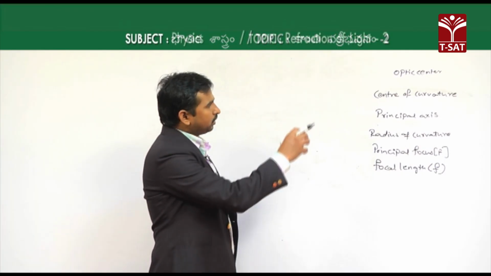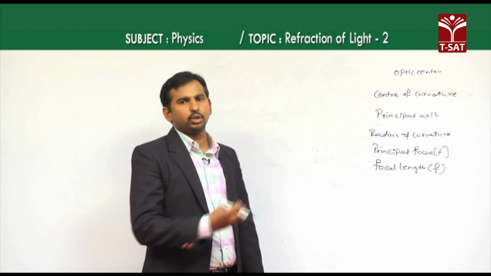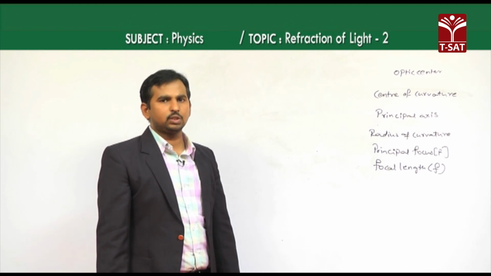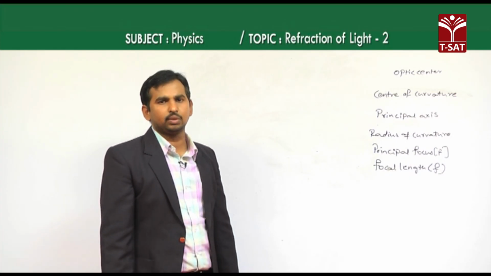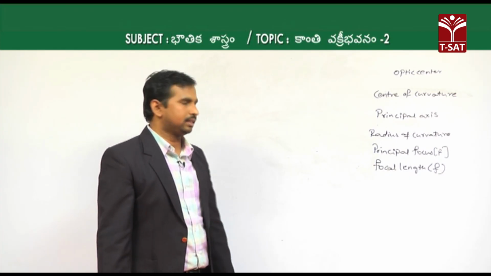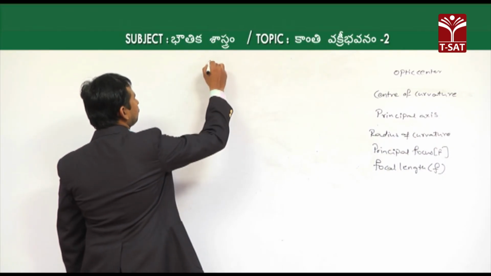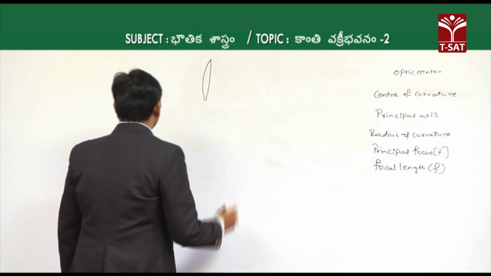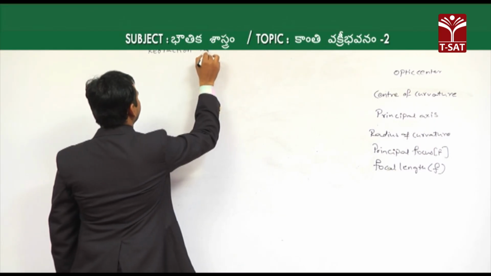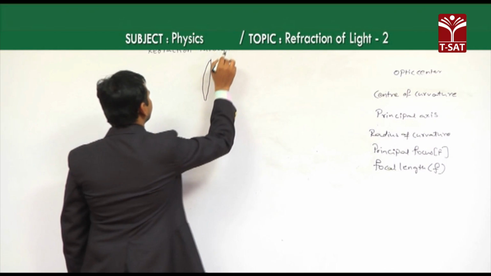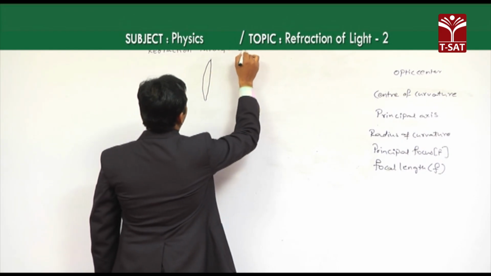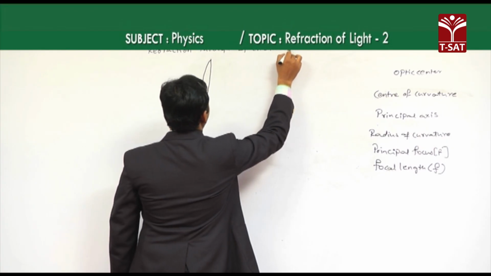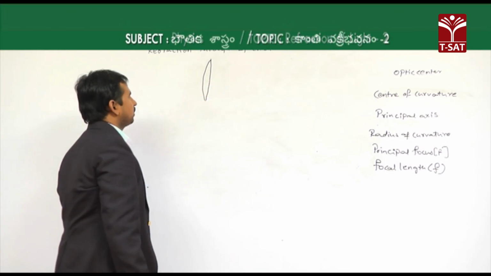Now, by using all these basic definitions, we are going to explain the refraction through the convex lens, which means how the light ray behaves once it enters the convex lens. Okay. Now we are taking a convex lens. Refraction through a spherical lens. You can take a convex or a concave. Now here I am taking a convex lens.